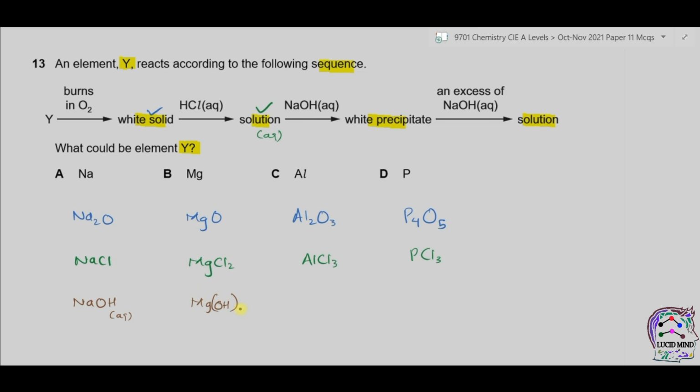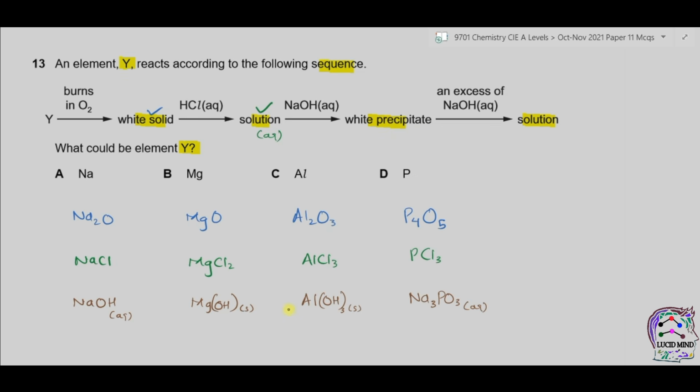Magnesium hydroxide is a white precipitate. Aluminum hydroxide is also a white precipitate as it is insoluble. Now PCl3 reacts with sodium hydroxide to form Na3PO3, trisodium phosphate, which is soluble. Now we only have two white precipitates, one is magnesium hydroxide, one is aluminum hydroxide.